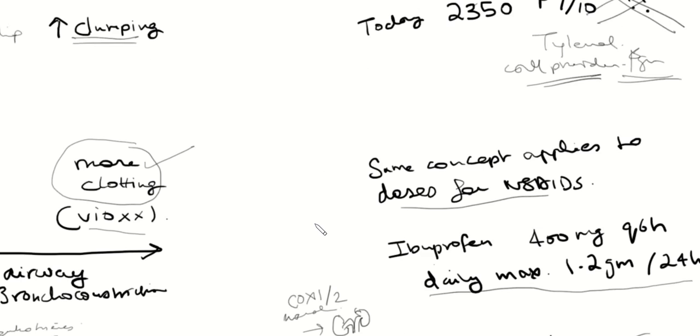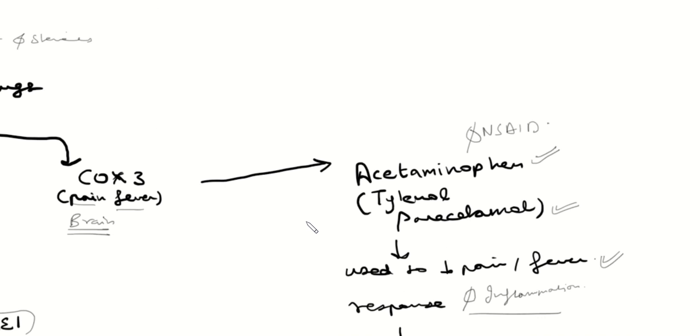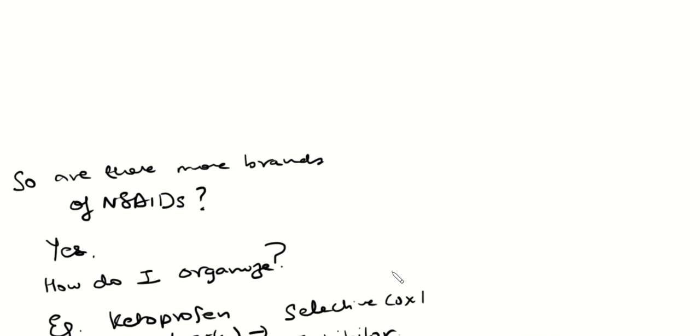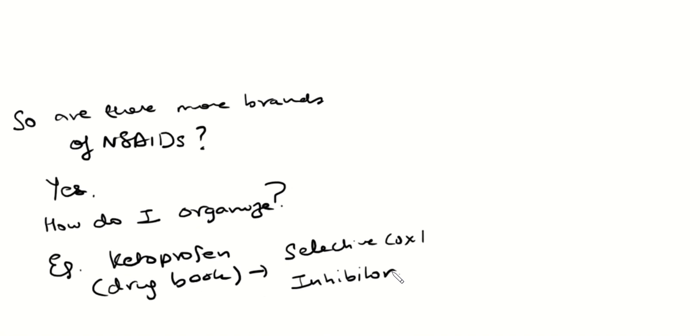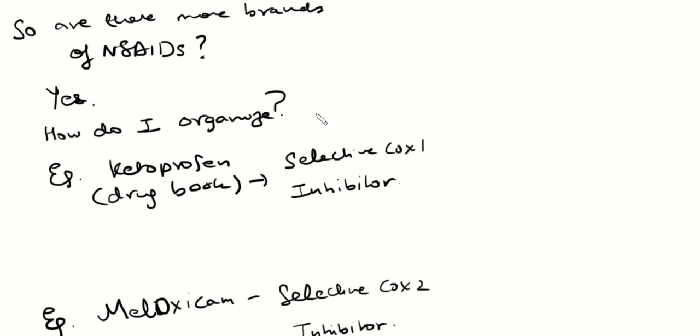Okay. So again, you see how patient safety kicks in when we are talking a little bit about these drugs. These are very, very commonly used. Okay. So are there more brands of NSAID? Yes. How do I organize them? Just as I told you, look at the drug book, see which category they belong to. Let me take some examples.